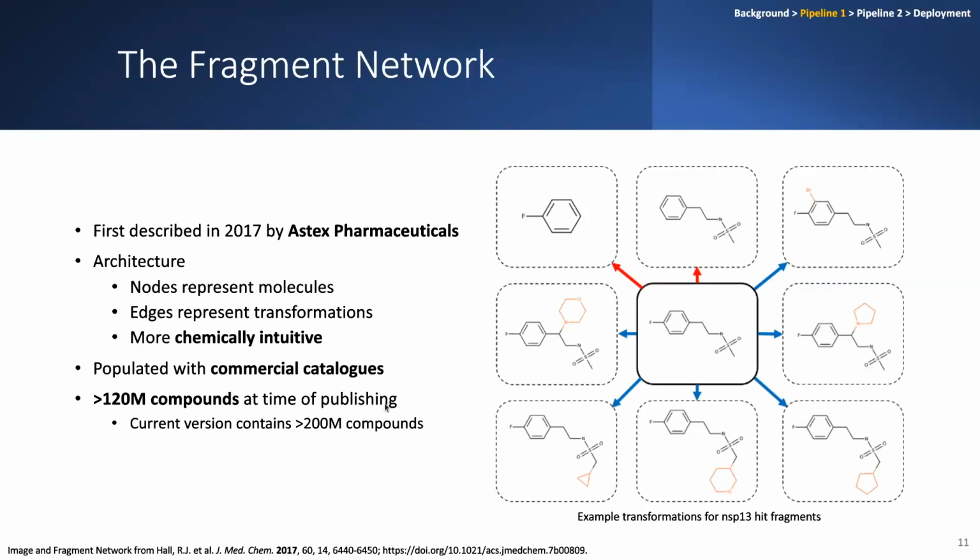So the version of the Fragment Network that we re-implemented at XChem contains compounds predominantly from Enamine, but also some from Molport and ChemSpace. And the version that we used when we published this paper had just over 120 million compounds in it.